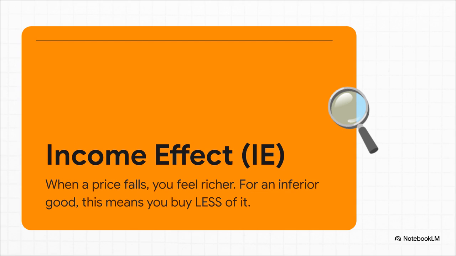Simple. But, and this is a big but, here comes the twist. The income effect. See, when a price falls, your overall purchasing power goes up. You just feel a little richer, right? Now, for a normal good, feeling richer means you buy more stuff. But for an inferior good, remember our instant noodles, feeling richer actually makes you buy less of it. Why? Because you can finally afford something better. And this right here, this is where the whole conflict comes from.